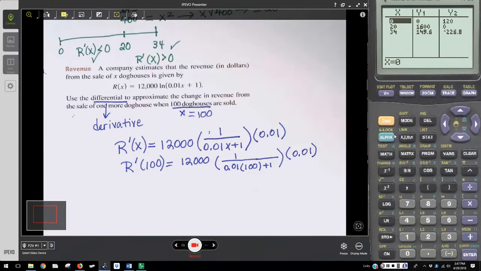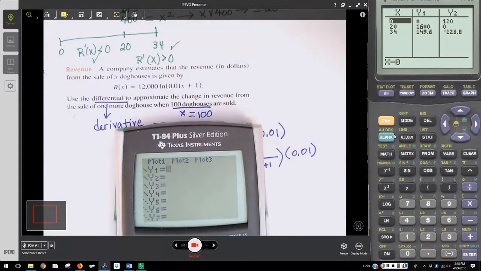So you can either do that much arithmetic, or you can do your numerical derivative. And for this one, I will actually use the TI-84 since some of you have the 84. And the function is 12,000 times the natural logarithm of 0.01x plus 1. And what I will want is the derivative of that.